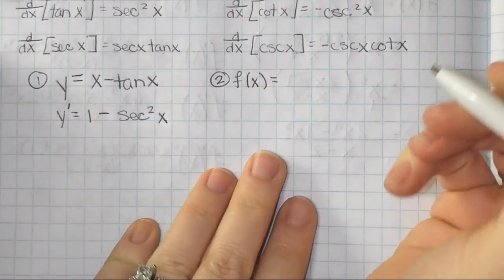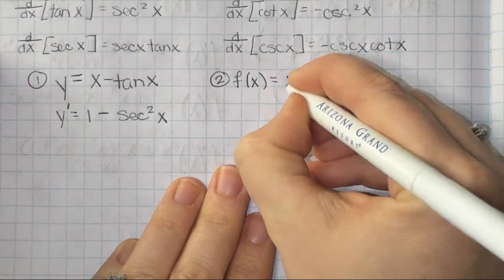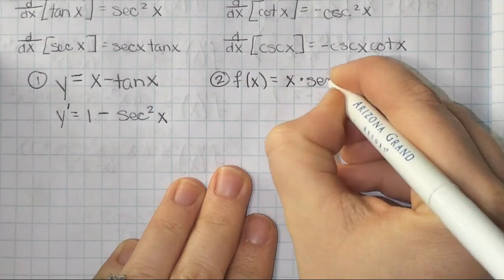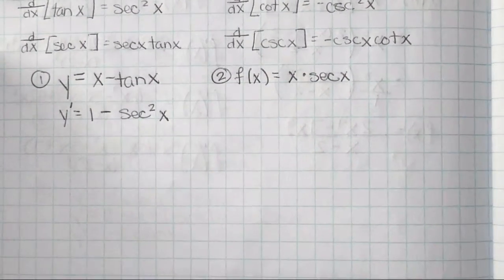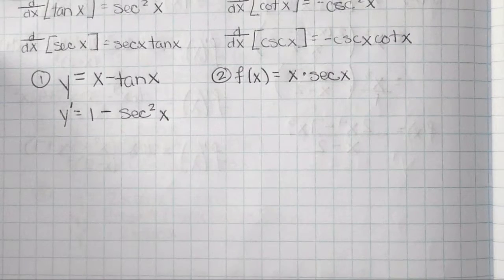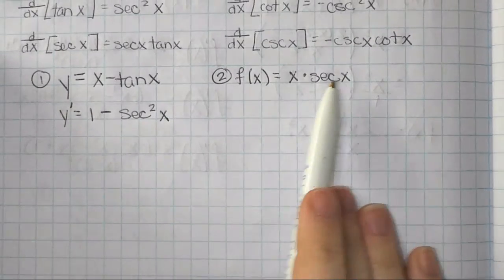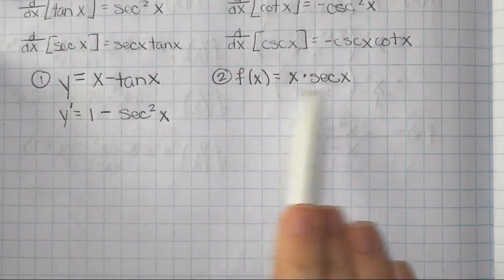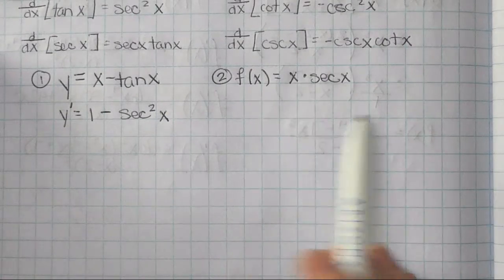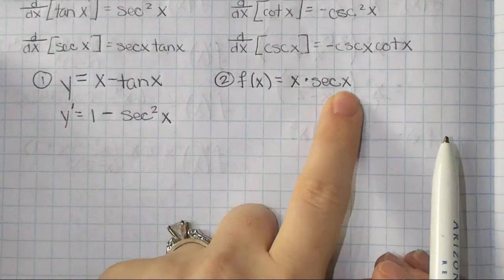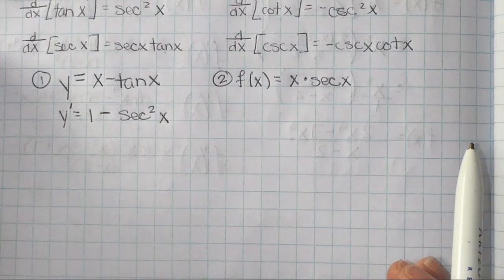So f of x equals x times secant x. Now, guys, exactly. I love that you guys are shouting at me product rule. As soon as you see two functions being multiplied together, we have to remember it's the product rule. We can't just take the derivative of x and the derivative of secant x. We have to use that product rule.